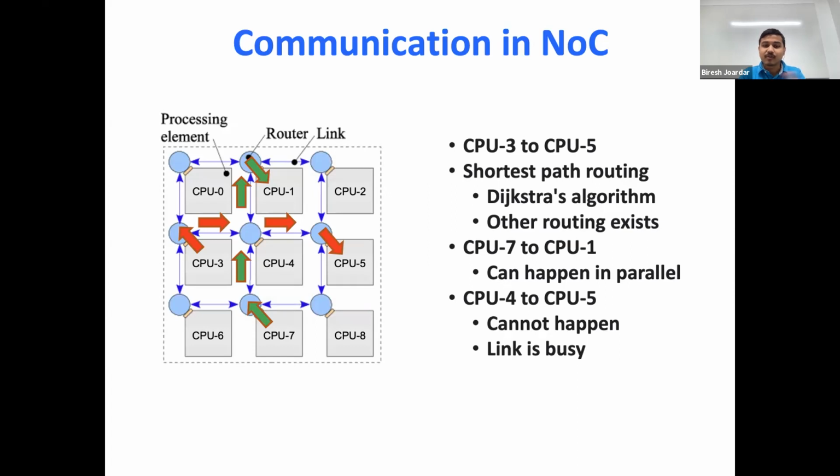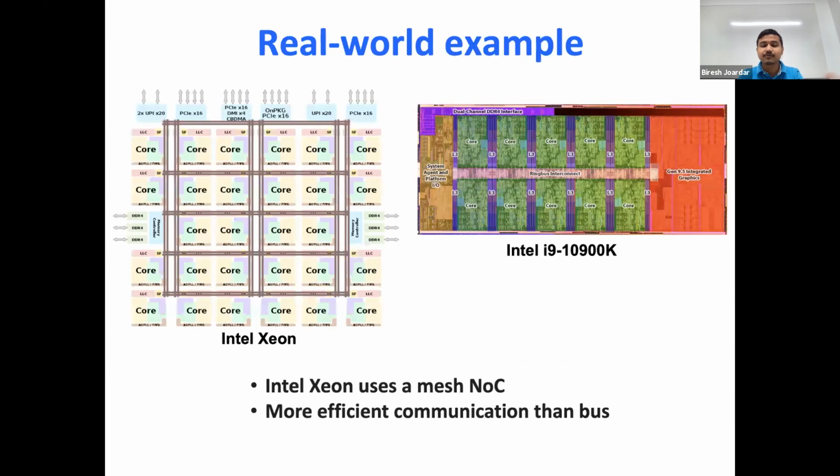But again, this is not a magical solution, because now if CPU 4 wants to communicate with CPU 5, that will not work because all the links around the router are busy. So even though we can have many parallel communications, we cannot have infinite communication. But this is more scalable than having the bus. Again, a few real world examples. NOC is used for manycore designs like the Intel Xeon architecture, which uses a mesh NOC. It's also used in the Intel i9 architecture, which uses a ring NOC. So we have different options for designing the NOCs as well.